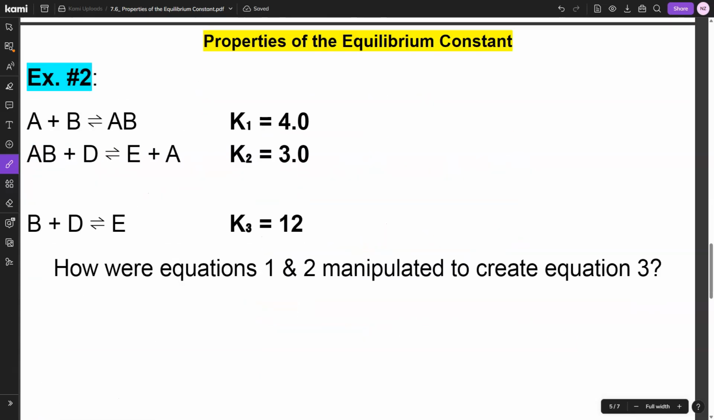All right, let's look at our next example. It says, how were equations 1 and 2 manipulated to create equation 3? Well, let's take a look. Here, it looks like we just added them. So A and B are spectator ions. Those are going to cancel out, as are A's. So we just added those together. Also, remember when we add our reactions together, we're going to multiply our K values. So 4 times 3 gives us 12 down here.